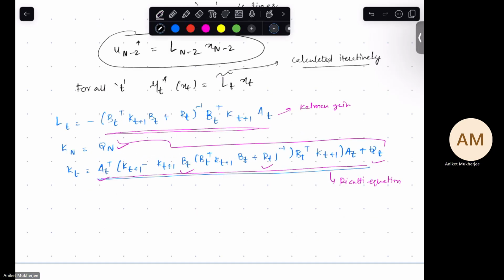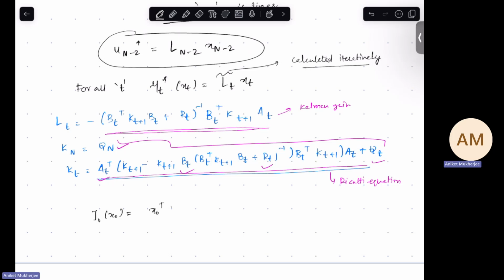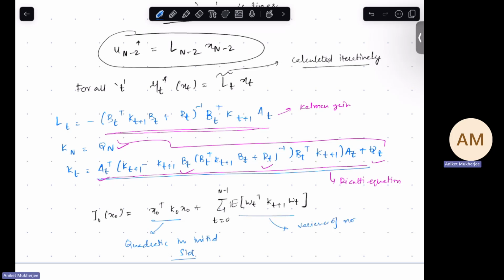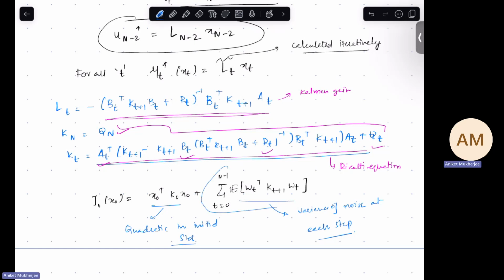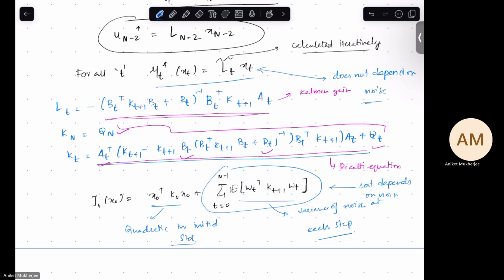And the optimal cost that you get, J_0(x_0), is basically x_0 transpose K_0 x_0 plus summation t equal to 0 to n minus 1 of expected w_t transpose K_{t+1} w_t. So here also you see that this is quadratic in the initial state, and these are basically the variance of noise at each step. So this term, the cost, depends on noise, whereas if you see the optimal policy, this does not depend on noise. So this is an observation that we have made here.